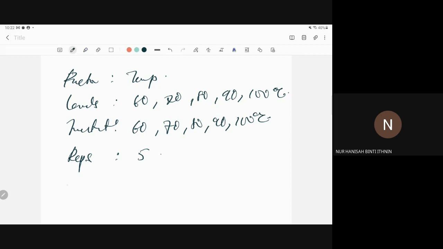So the number of experiments, how many? You have 5 treatments multiplied by 5 replications equals 25 experiments. So it is 25 experiments.